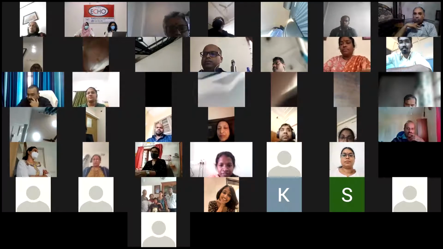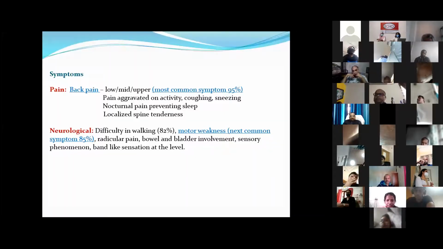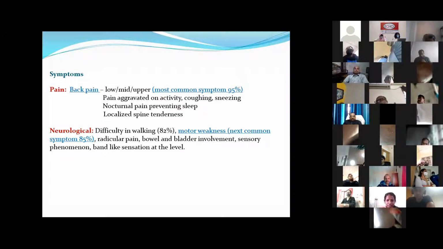Kindly stay tuned in. The patient presents with back pain. The characteristic of this pain is night-type pain. It aggravates with any incident like coughing, sneezing, or sitting up out of a lying position. The patient has more pain at night time. The patient may present with local spinal tenderness, but that's not necessary.